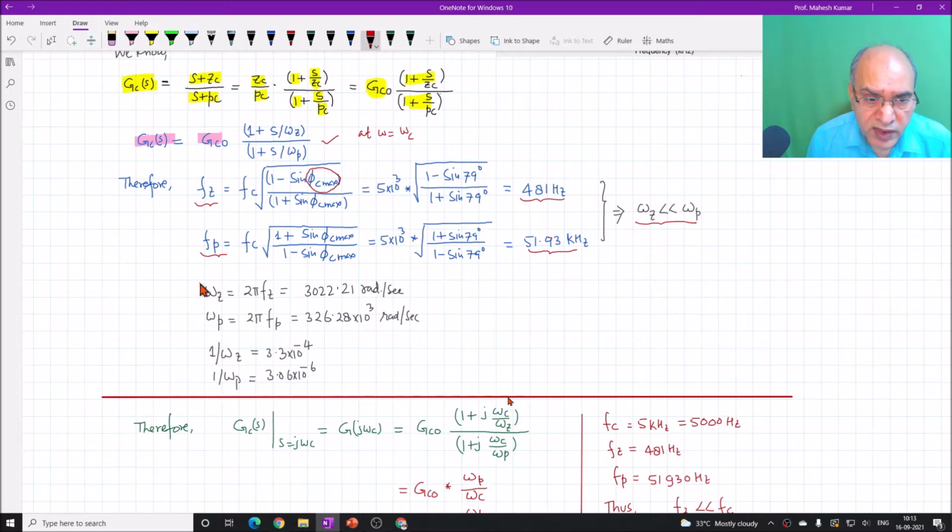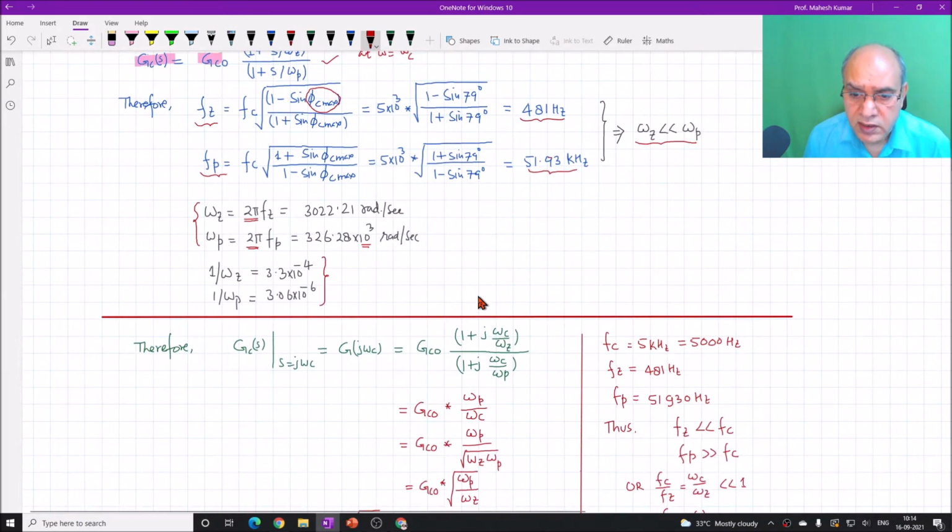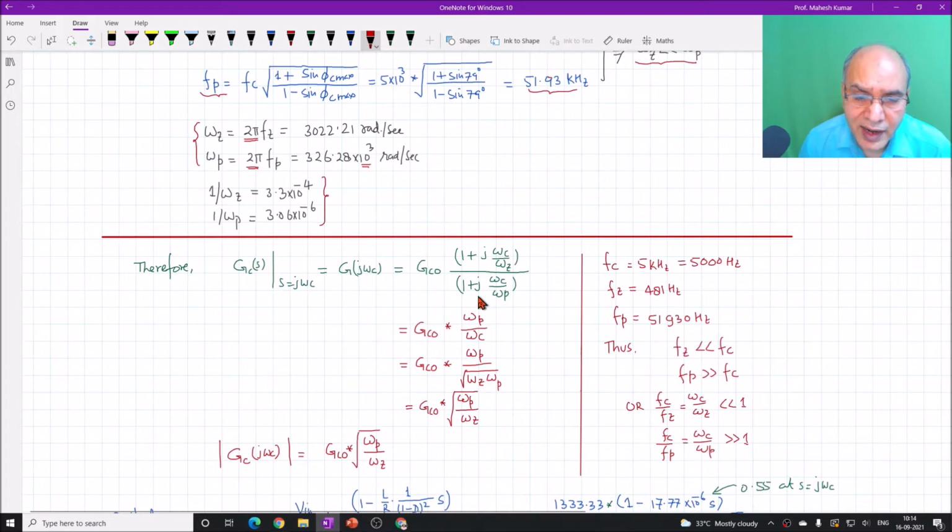We can also find omega z and omega p by multiplying by 2 pi. You can see here this is 2 pi and it comes out to be 3022.21 radian per second, while omega p is 326.28 kiloradian per second because the power 3 is there. Okay, and these are 1 by omega z and 1 by omega p. This we have done. Once we know these characteristics of the lead compensator, we can go further to design the controller. Okay, the next step is to calculate the gain at omega c.